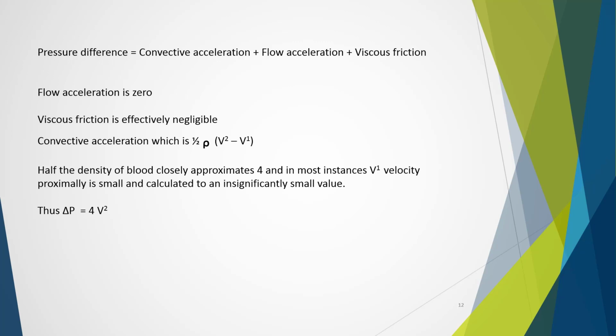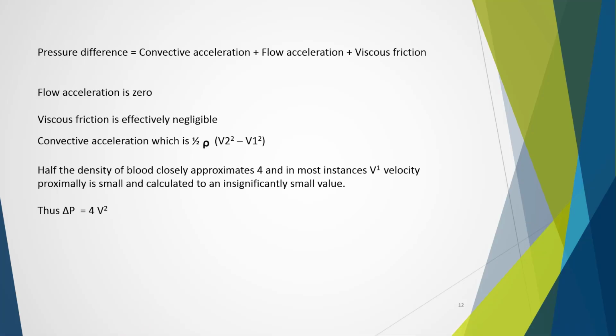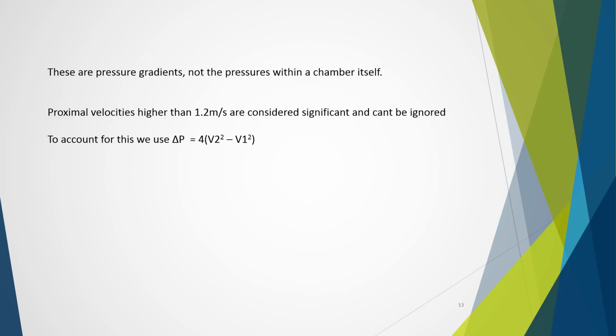This then leaves convective acceleration, which is half the density of blood, which is the little rho symbol there, times the velocity at the narrowing point squared minus the velocity in the wide area squared. Half the density of blood closely approximates 4, and in most instances, the first velocity in the wider area, or the proximal velocity, is small and calculates to an insignificantly small value. Thus, we end up with our change in pressure is equal to 4v squared.